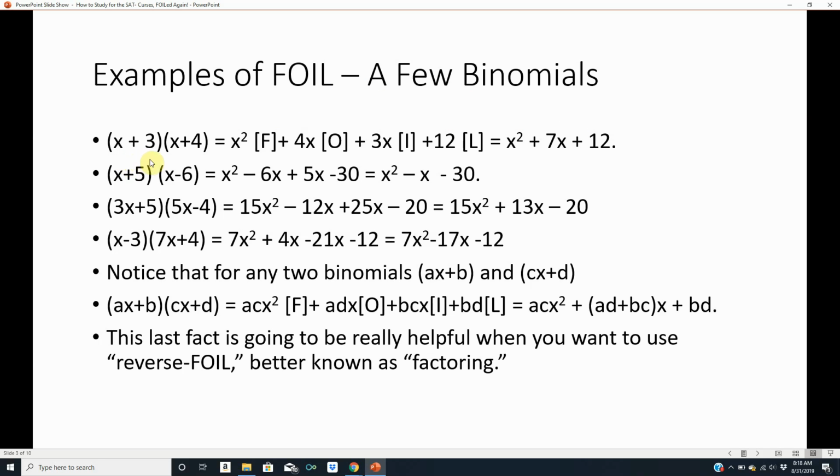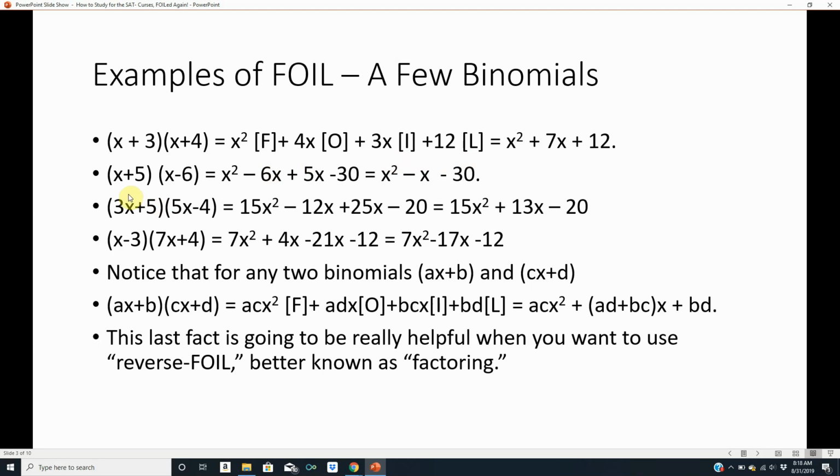x plus 5 times x minus 6. Okay, first term is x times x, which is x squared. Outer terms, it's going to be x times negative 6, which is negative 6x. Inner is 5 times x, which is 5x. And then 5 times negative 6 are the last terms. It's negative 30. We combine the negative 6x and the 5x, so we end up with x squared minus x minus 30. Pretty easy, right?